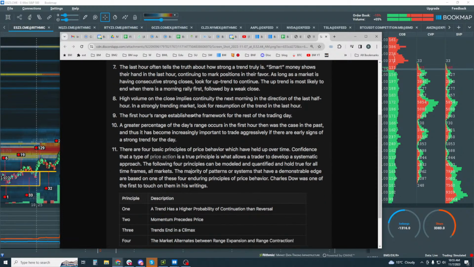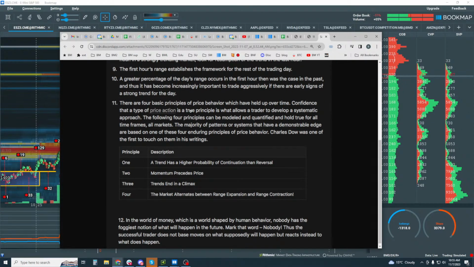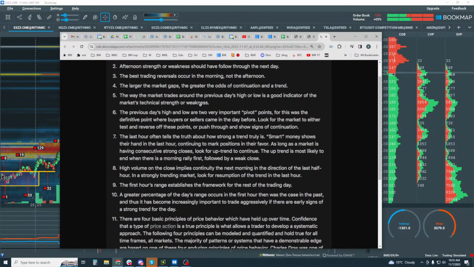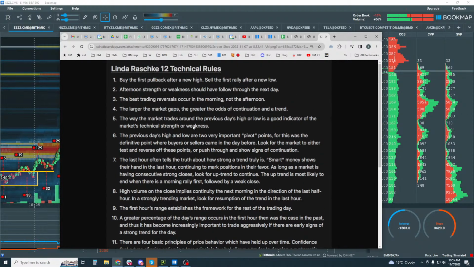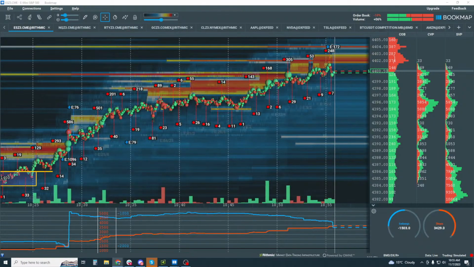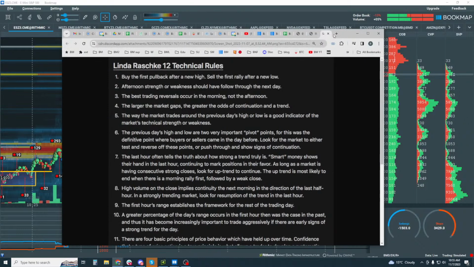Yeah, there's so much to take away from here. There's so many ideas and concepts just in a few of these that I'm reading right now. Yeah, so buy the first pullback after a new high. Sell the first rally after a new low. Okay, now that's, again, the same things that we're going over. These are, she says, technical rules.